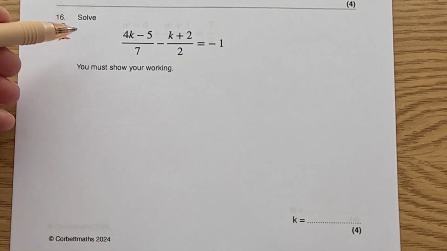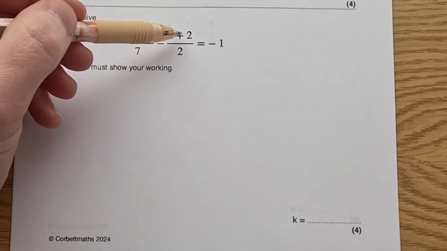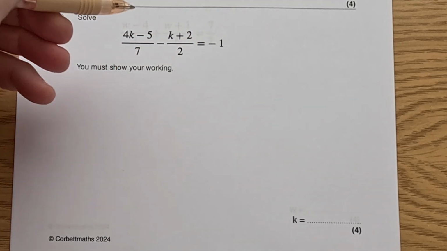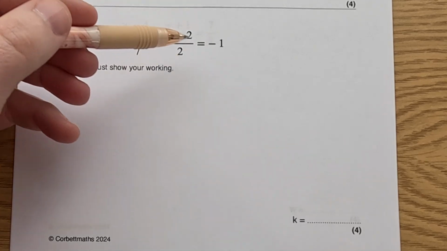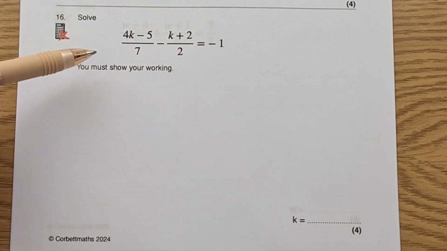So question number 16, we've been asked to solve (4k - 5)/7, subtract (k + 2)/2 equals negative 1. We've been asked to show our working. So again, we've got a fraction, subtract another fraction equals negative 1. So let's work out what this would be. Let's simplify this left-hand side.